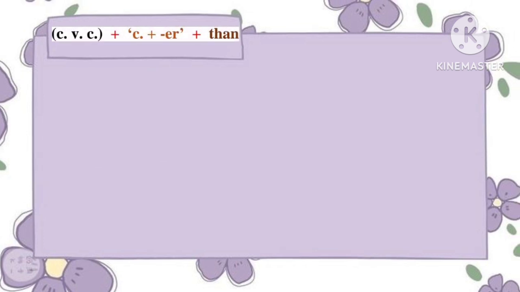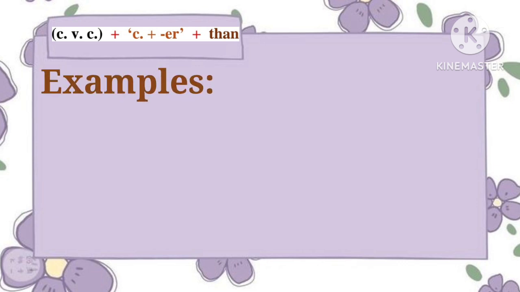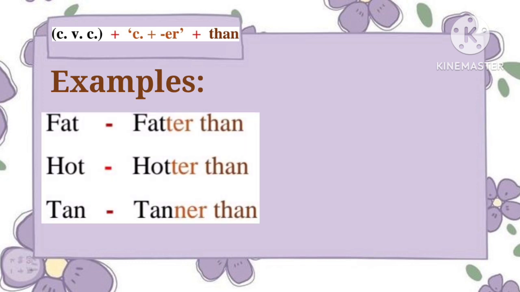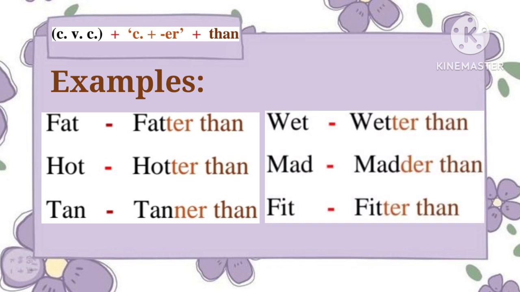For adjectives formed by consonant, vowel, consonant, the last consonant is doubled and then er is added. For example, fat, fatter than, hot, hotter than, thin, thinner than, wet, wetter than, mad, madder than, fit, fitter than.